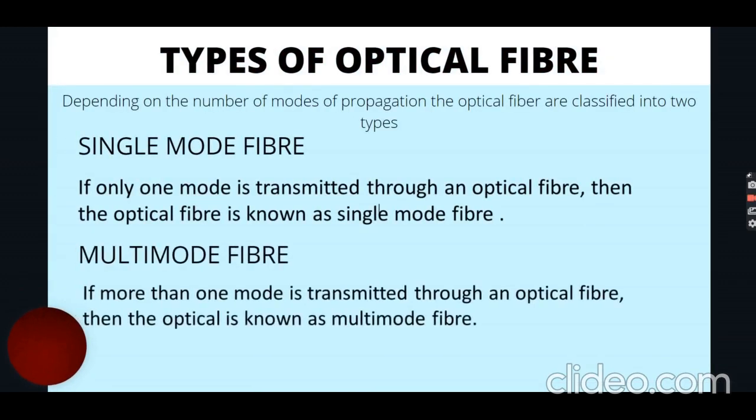So there are two types of optical fiber. Depending on the number of modes of propagation, the optical fibers are classified into two types: first, single mode fiber, and second, multi-mode fiber. If only one mode is transmitted through an optical fiber, then the optical fiber is known as single mode fiber. And if more than one mode is transmitted through an optical fiber, then the optical fiber is known as multi-mode fiber.